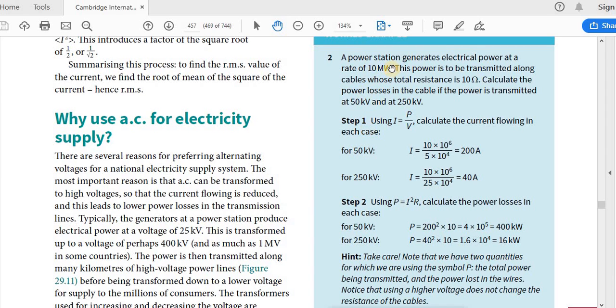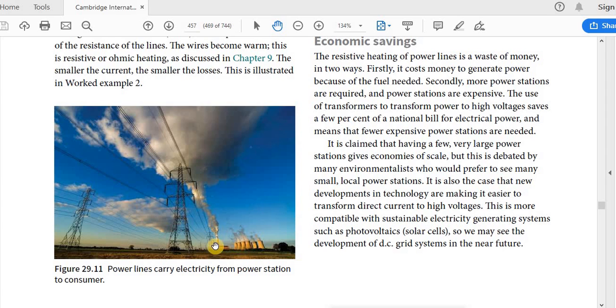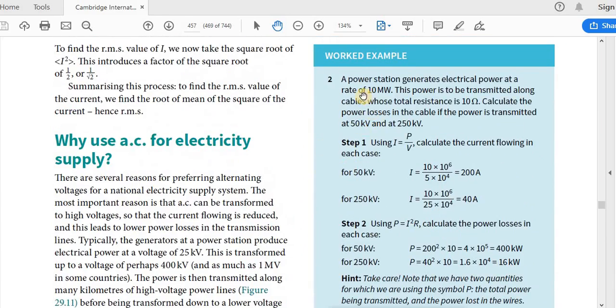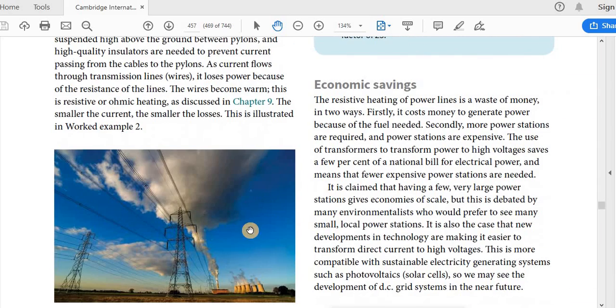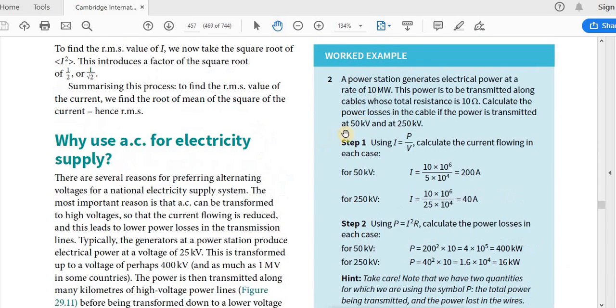Something that students confuse is this. This power should not be used, because this is the electrical power that is given. Once the electricity is sent to the cable from the power station, the power there is 10 megawatts. At the power station, the power is 10 megawatts. This power is to be transmitted along cables whose resistance is 10 ohms.